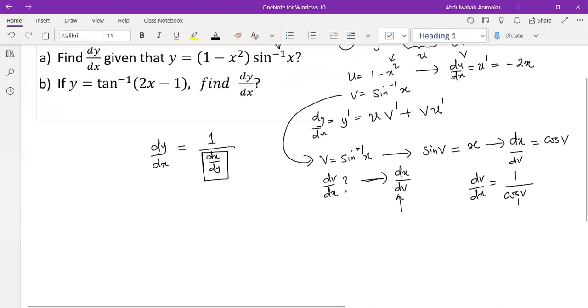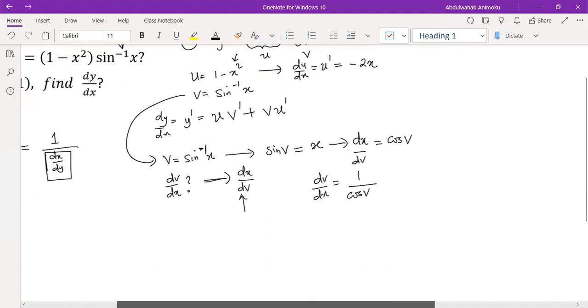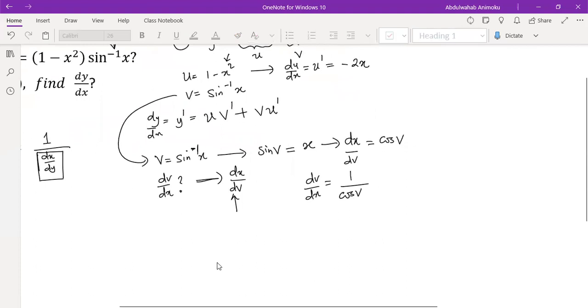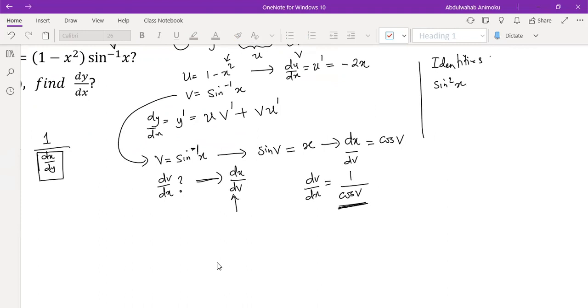Now, the only thing that is remaining is this. Remember that anytime we find a derivative with respect to x, the solution has to be in terms of x. But the answer we have here is in terms of v. So somehow we need to convert this to be a function in terms of x. And how do we do that? We use these identities, which you have to know: sine squared x plus cosine squared x is equal to 1, as well as 1 plus tan squared x equal to secant squared x. So that's what we're going to use here.